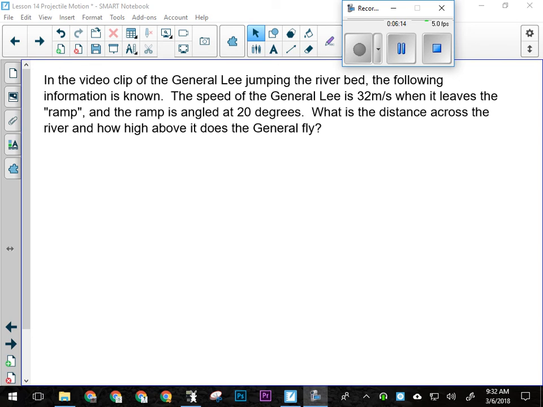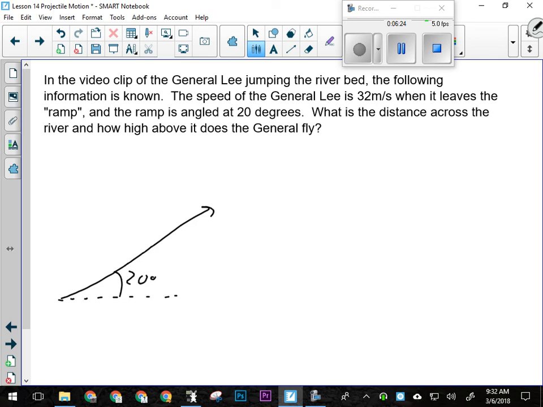Okay, so the start of this has us looking at a projectile, the General Lee in this case, being projected 20 degrees above the horizontal at 32 meters per second. That's the velocity it leaves the ramp at. It's going 20 degrees above the horizontal at 32 meters per second. That's like 125 kilometers an hour.